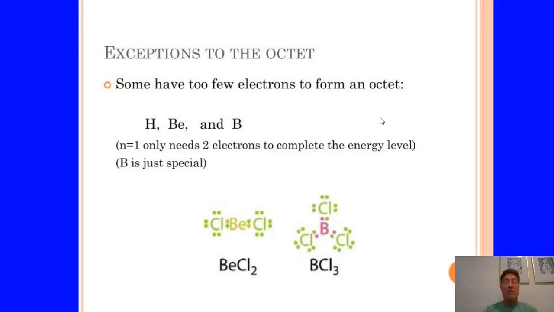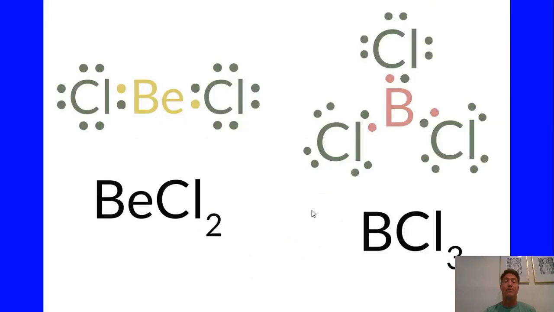Some atoms have too few electrons to form an octet. Right? We've already seen that in the case of hydrogen. Hydrogen forms a duet. It only needs two electrons to complete the energy level. Beryllium and boron, so here's beryllium bonding with chloride, and it's completely happy with a quartet. Just four electrons around it. Here's boron happy with a hextet, I suppose, 6. And those are just exceptions to the general octet rule.